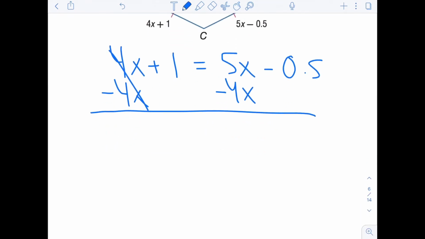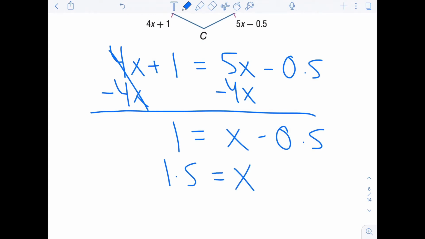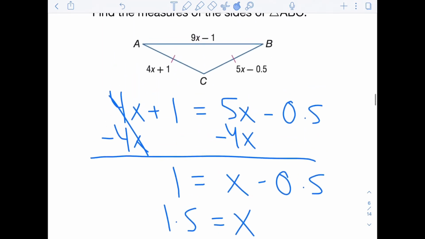So you're left with 1 equals 5x minus 4x, which is 1x, which is just x, minus 0.5. So then we would add 0.5 to both sides, so we would get 1.5 equals x. But remember, it's not asking for x, it's asking for the measure of the sides. So to find the measure of the sides, we need to plug in x.